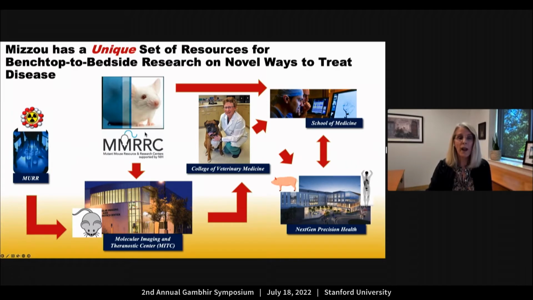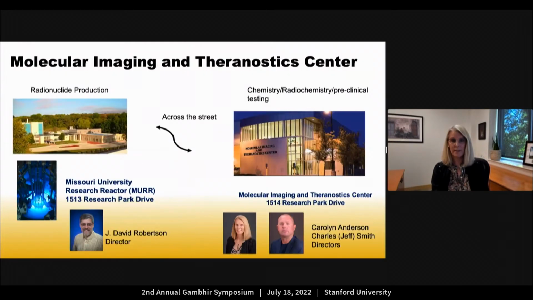At MU, we also have an NIH-funded mutant mouse resource, and we have a swine center as well. We have a College of Veterinary Medicine, so we can do translational studies in companion animals. And then we also have a brand new translational health facility called Next Gen Precision Health. But what I'm going to focus on today is what work we are doing in a center that I now direct called the Molecular Imaging and Theranostics Center. And we are located directly across the street from MURR, so that we get the radionuclides from MURR, basically walked across the street to our center, where we are now doing most of the basic chemistry and the preclinical imaging. And I co-direct this center with Jeff Smith.